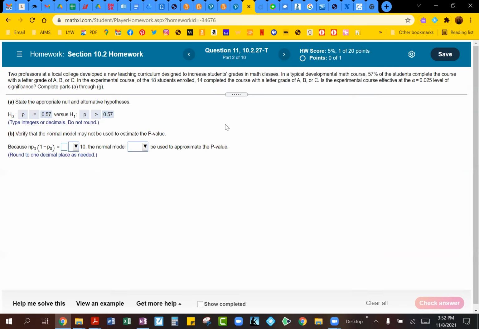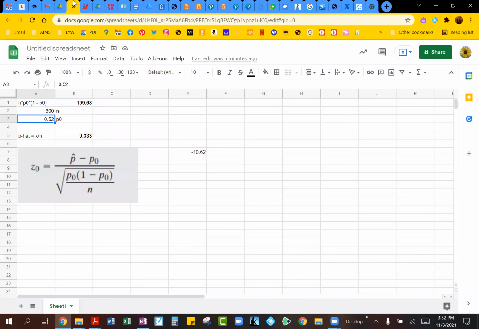Same thing we have to verify for our test here. So again, they're having us do n times p sub 0 times 1 minus p sub 0. So here our n value is of course going to be the 18 students. So I'm just going to carry it forward over here. So n is going to be 18.